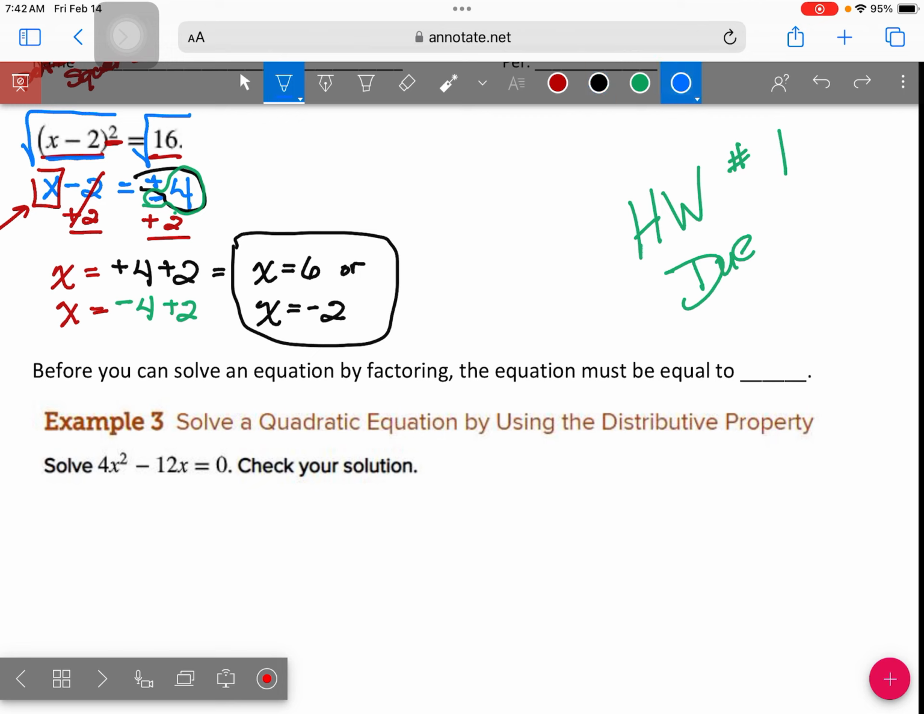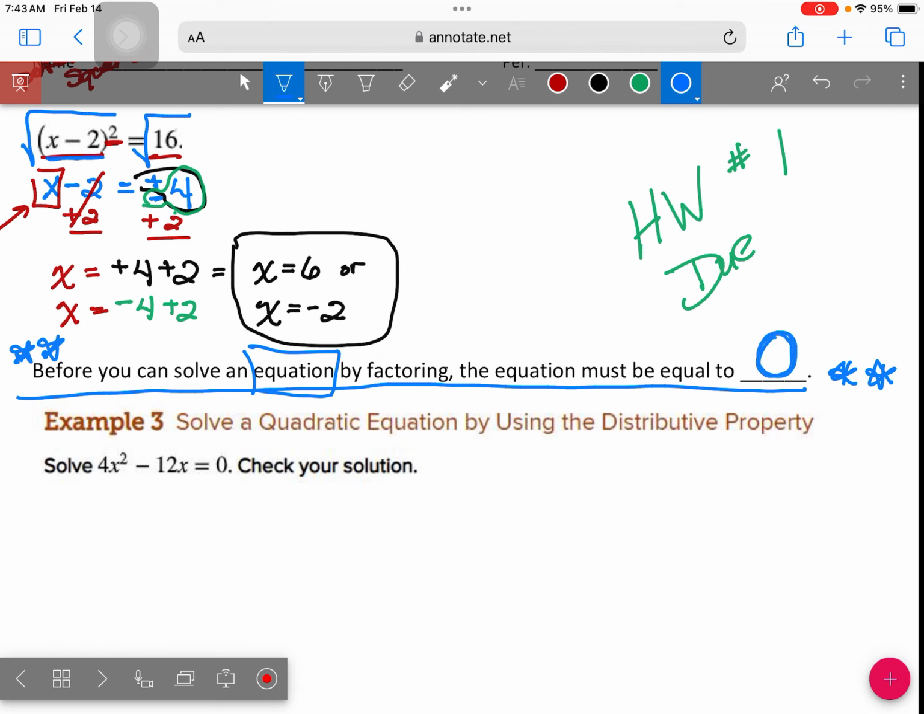This is extremely important. I want you to put asterisks, asterisks, box it, underline it. It is very, very important. Before you can solve an equation, and the key word is equation, by factoring, the equation must be equal to 0.